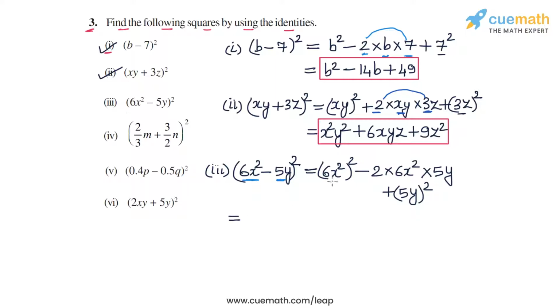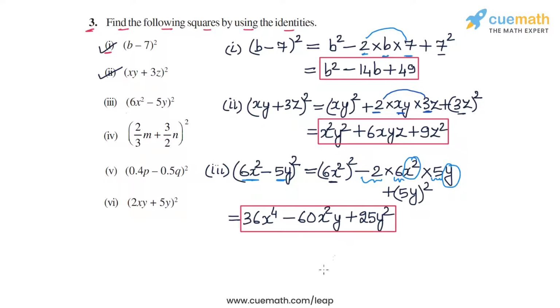Okay, so 6x square whole square will be 36, and x square square is x to the power 4. So the first term we get is 36x to the power 4. Then we have minus 2 into 6 into 5, that's minus 60, and we have x square into y. So the second term will be minus 60 x square y. And finally we have the third term, 5y whole square, which will be 25y square. So this expression, 36x to the power 4 minus 60x square y plus 25y square, this is the answer for part 3.